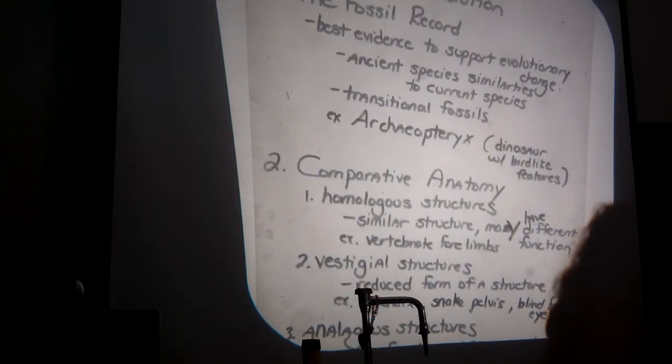So descent with modification refers to the fact that all organisms are descended from a common ancestor, and they've been modified over time by this natural selection. So that's what I missed. So it was really kind of straightforward. Today's notes. Let's see if we can copy them down real quick.